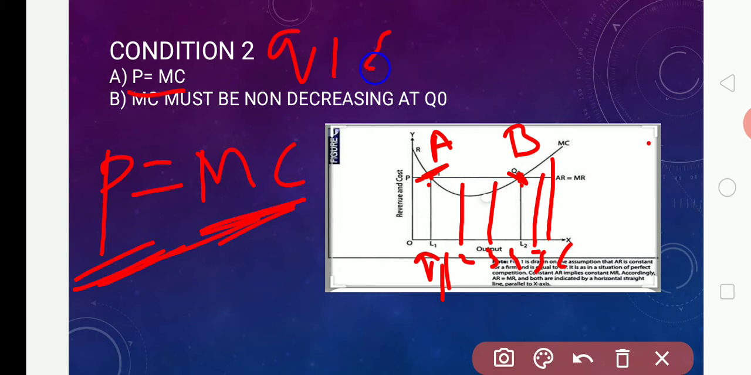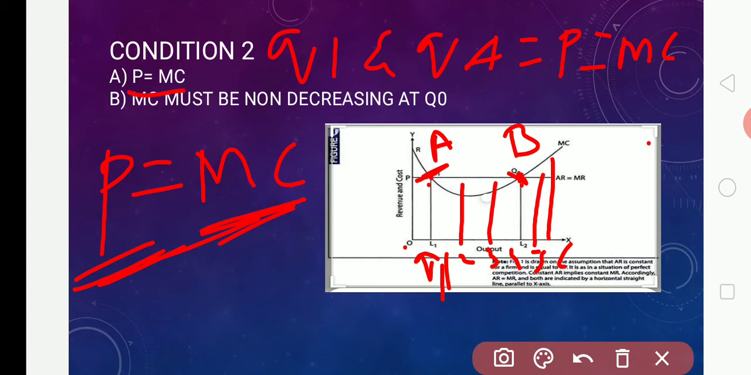Q1 and Q4 are where the price is equal to MC. The first condition is applied. Okay, so the second one is MC must be non-decreasing at Q0. So at Q0, it should not be decreasing. So this is the Q0.